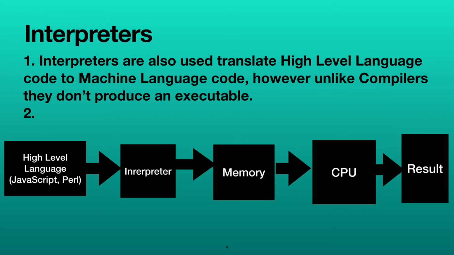Now we have a pictorial presentation here. High-level language code like JavaScript or Perl, these are scripting languages, use interpreters to convert high-level language code to machine language code. So this is passed through the interpreter. Then from the interpreter it goes to memory, the CPU accesses it from memory, and the result is displayed.